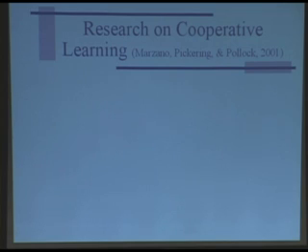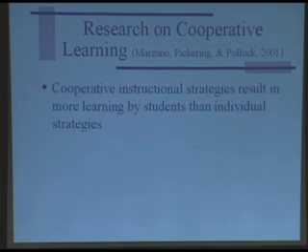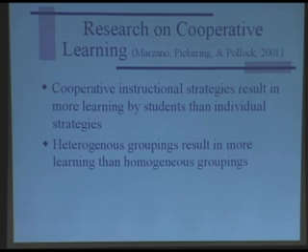Marzano, Pickering, and Pollock summarized some research that's been done on cooperative learning. Some of the conclusions were that cooperative strategies result in more learning by students than individual strategies. Heterogeneous groupings are better than homogeneous groupings. And this, again, I think is because each student brings a different set of skills and expertise to the group, and they teach each other and learn from each other.